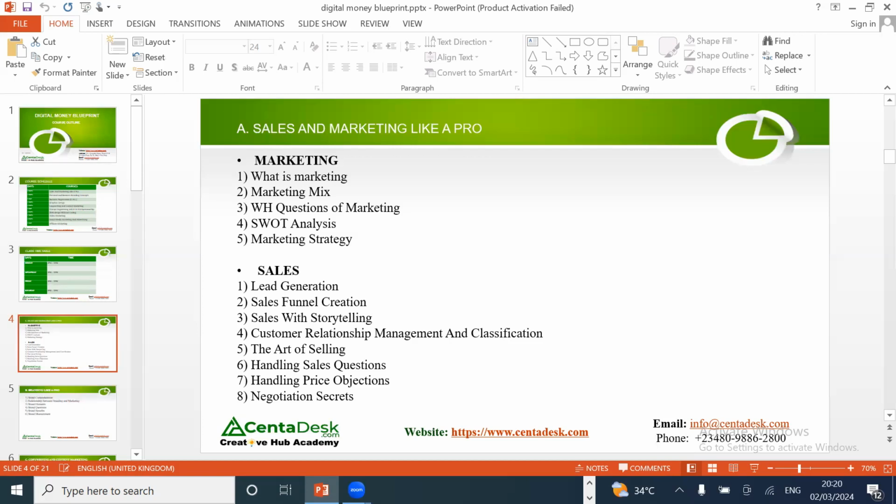So this is the deal. This deal is still going on till today. Even last week, I sold like two laptops. So this deal is still on. So these are some of the things people can actually do and be making money from.